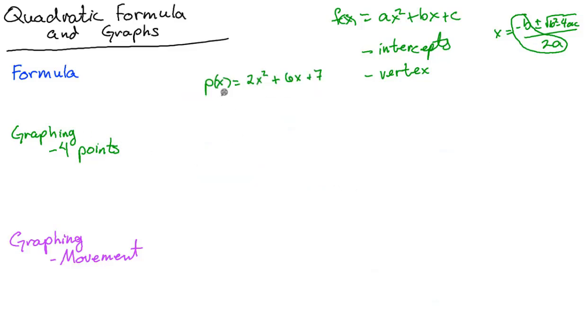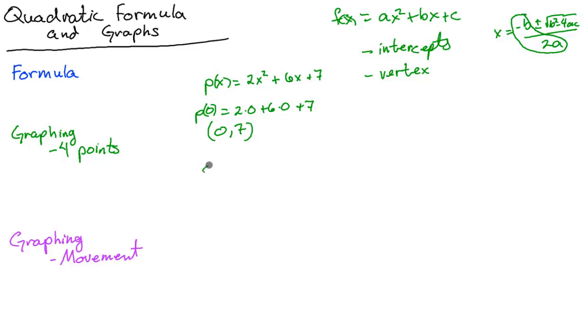All right, here's our last one. We have p of x equals 2x squared plus 6x plus 7. All right, let's do it. The y-intercept, p of 0. Easiest one. 2 times 0 squared plus 6 times 0 plus 7. So we get 0, 7. That's one of our points.